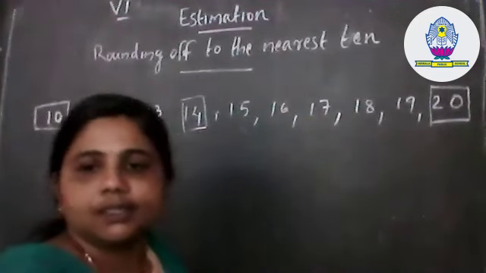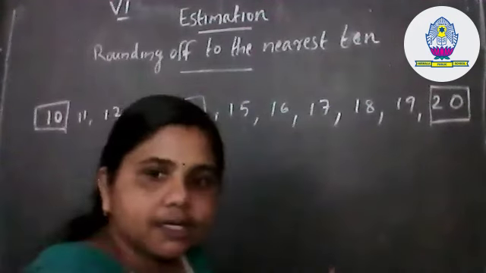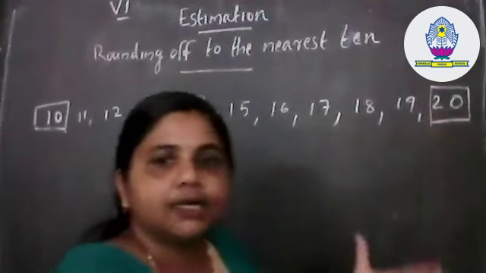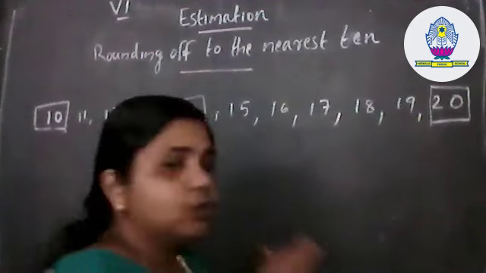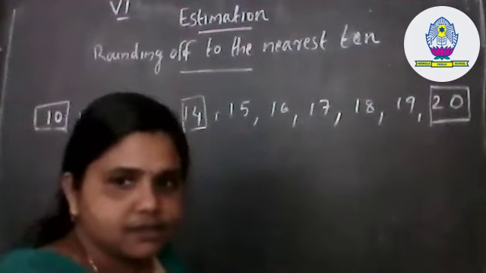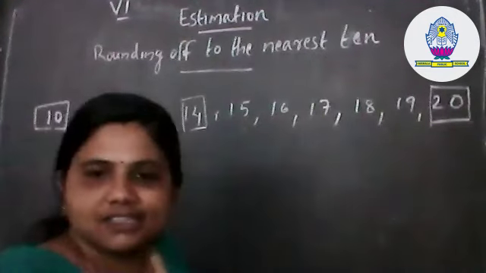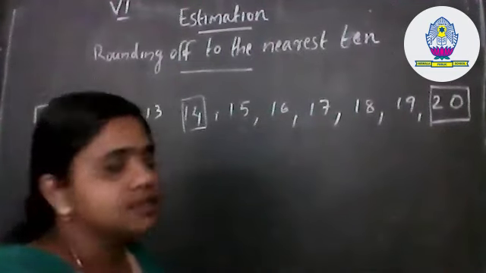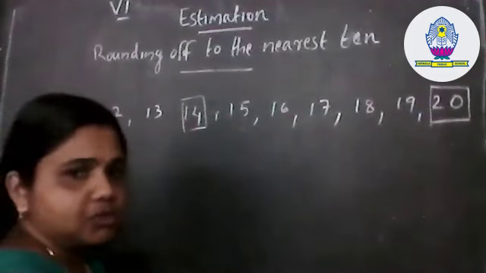14 ഓട് അടുത്ത് നിൽക്കുന്ന 10 ഏതാണെന്ന് ചോദിച്ചാൽ രണ്ട് 10കൾക്ക് ഇടയിലാണ് 14. That is 10 and 20. അത് രണ്ടും രണ്ട് 10കളാണ്. ആ രണ്ട് 10കൾക്ക് ഇടയിലാണ് 14. So the nearest 10 of 14 is 10 or 20. Which number is the nearest 10 of 14? 20, because 20 is the nearest.